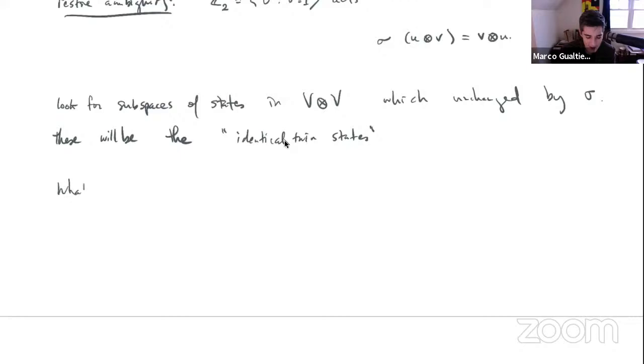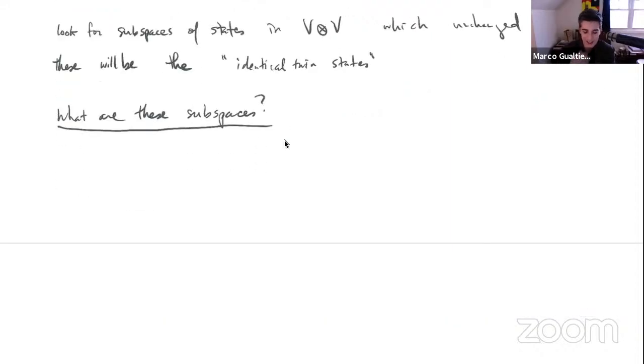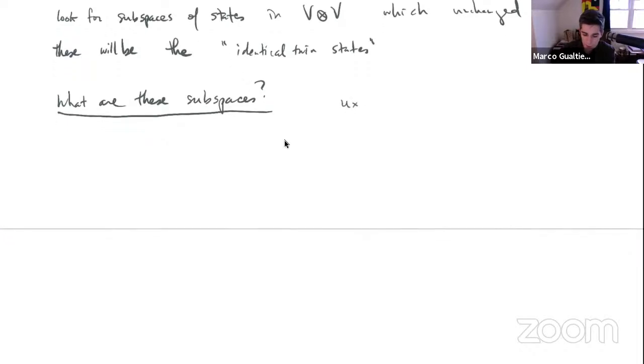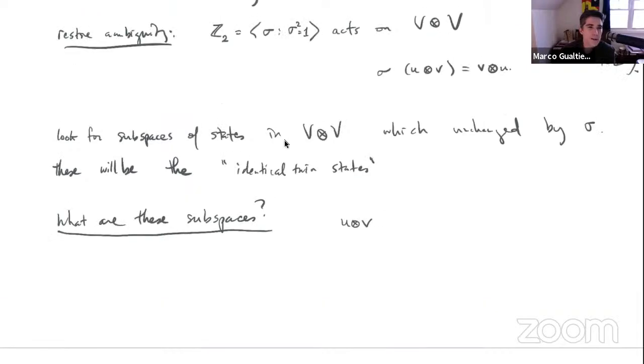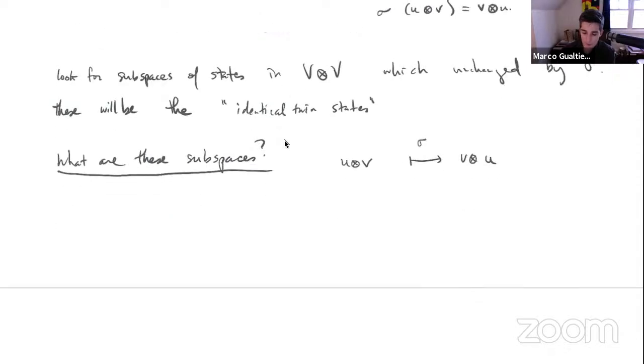Okay, so what are these subspaces? You definitely put your finger on one of them. If you consider U tensor V, that's not a twin state, because it's not invariant. Let's say U and V are not the same vector. It would be sent by the switching map to V tensor U. So in general these are different states, affected by the switching.